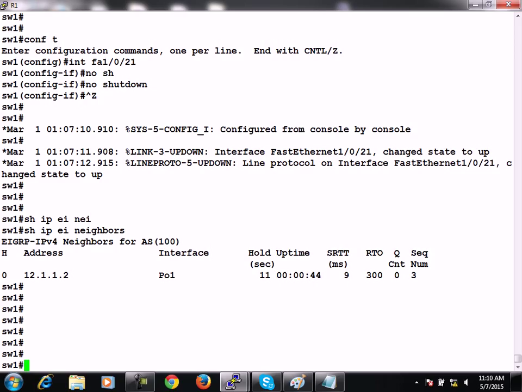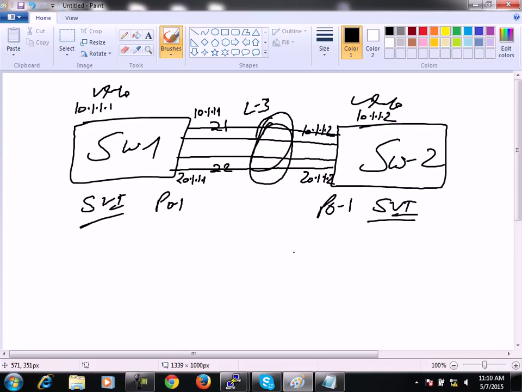And also it is breaking your broadcast domain, because this time it is working as a layer 3 port, right? Previously, your switches were in the same broadcast domain because a layer 2 port was available between these two switches. But this time a layer 3 port is there between these two switches, and a layer 3 port means it will separate your broadcast domain. So if you are having any problem related to either layer 2 EtherChannel or layer 3 EtherChannel, please let me know.